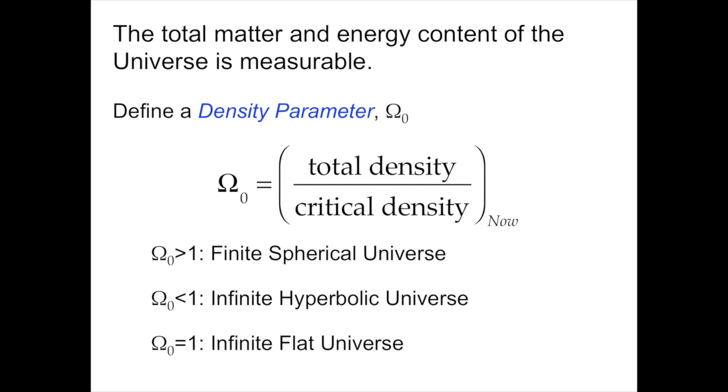Which of these it is depends upon what our observations of the universe are going to be. The density parameter, omega naught, is going to be one of the important parameters we need to measure to understand what kind of universe we live in, in the context of the Big Bang model.